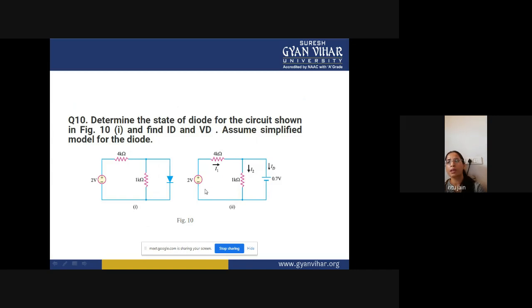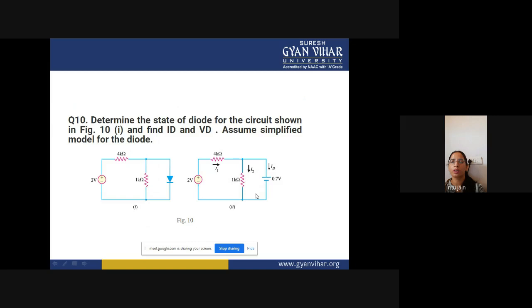So by applying KVL in the outer loop, you can easily find out the value of I1. When you find out the value of I1, then you have to apply KVL in this loop. After applying KVL in this loop, you can also easily calculate the current flowing through this branch, I2, because you have already found I1. When you have the values of I1 and I2, you can easily calculate the current I. Okay, this is your option one.